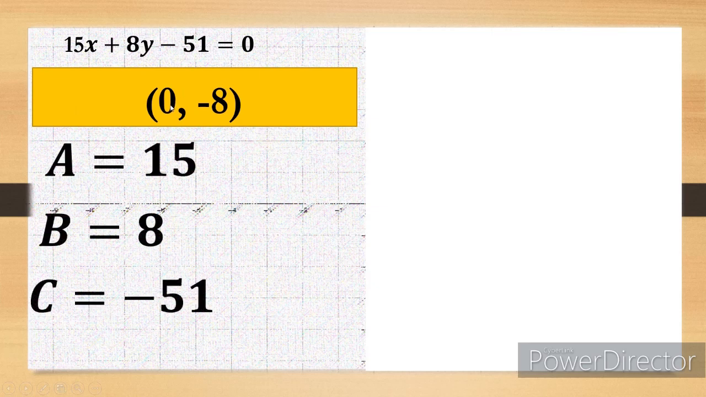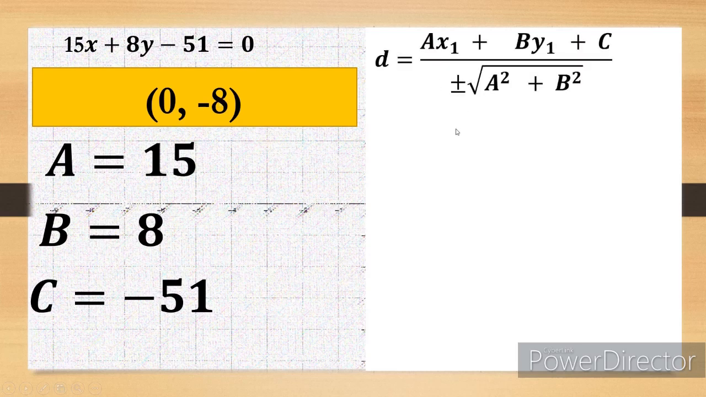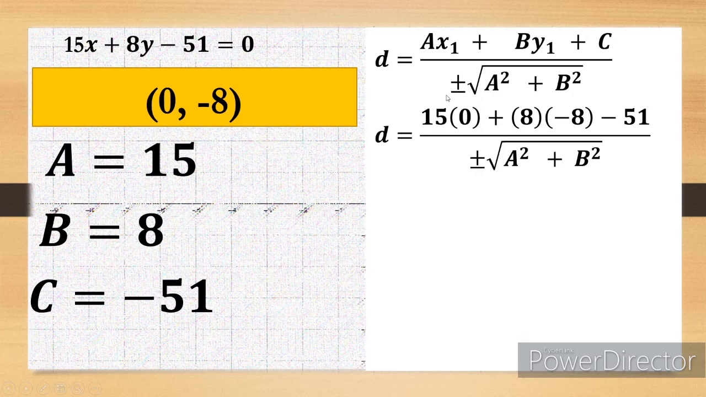So our x sub 1 is 0, y sub 1 is negative 8. So by substitution, we have 15 times x sub 1 is 0 plus b is 8 times y sub 1 is negative 8 minus 51, all over. So ang sign ng b natin is positive, so we will be using the positive sign here. So we have the positive square root of 15 squared plus 8 squared.